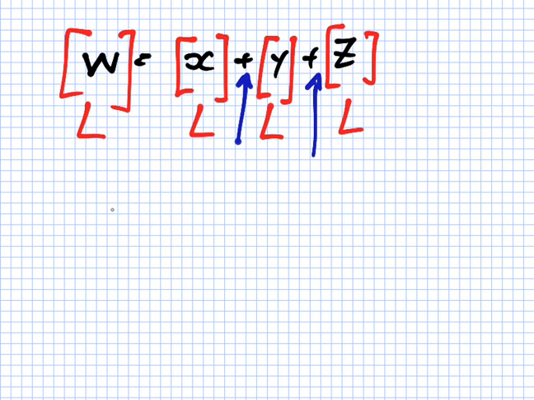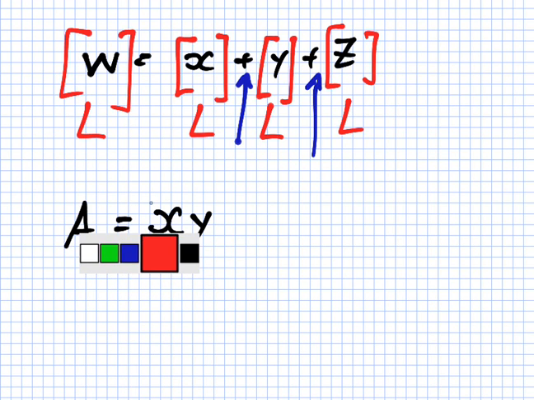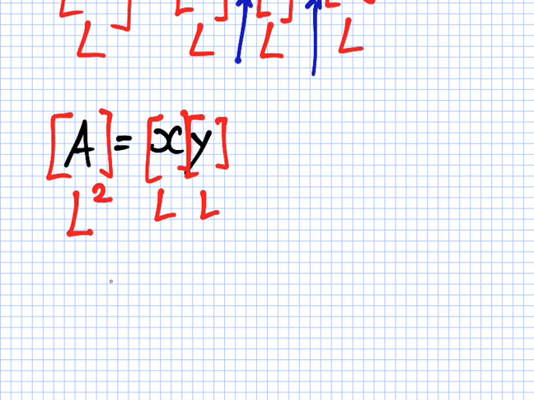Okay, what's the next one? X, Y like this. Let's have a look at it again. X, what's the unit, sorry, I should really say dimension, length. And Y is length. So what is the dimension of A? Length squared. We're getting the idea? Okay. Right, what's the next one?